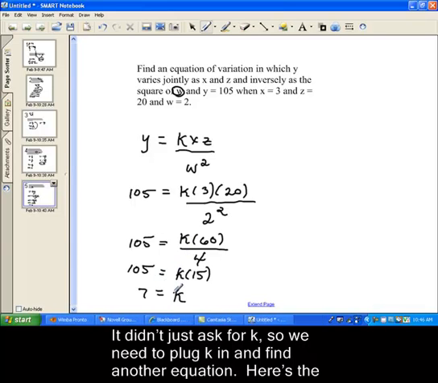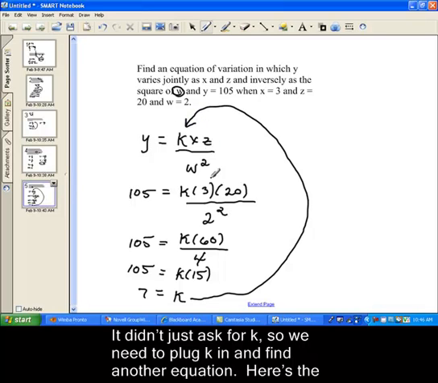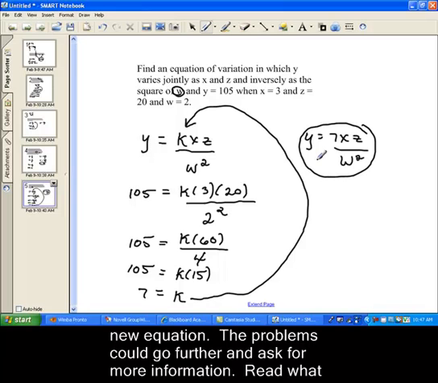Now the problem did not just ask for the constant of variation, it asked for the equation of variation. So we're going to take this k, we're going to plug it back into our original equation here, and we're going to get a new equation. And here's our new equation. If they went further and said, now find y when x equals 2 and z equals 4 and w equals 8, you would just plug those numbers in and find the y value.